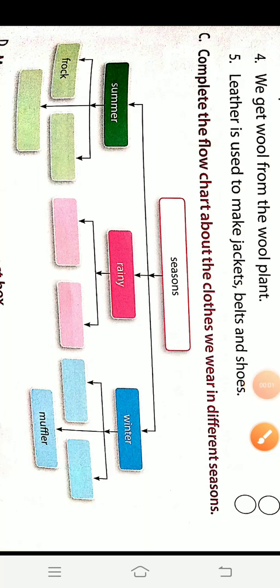Okay, good morning, children. Here we will be learning the textual exercise. See the picture. What is this picture? This is a flow chart. We call it a flow chart of different seasons. See what is written here. We will read it.